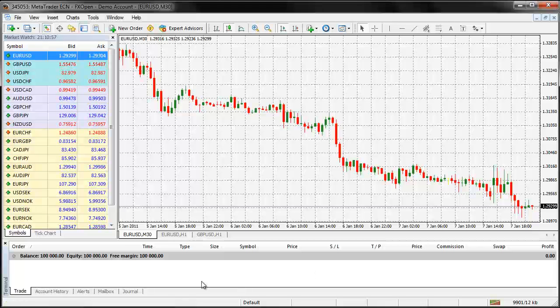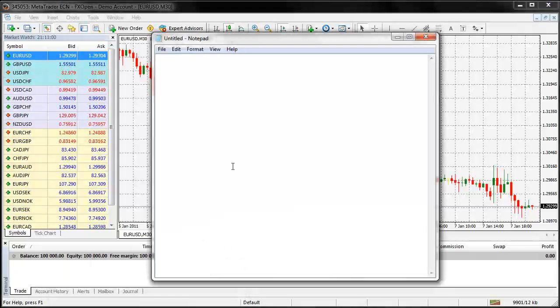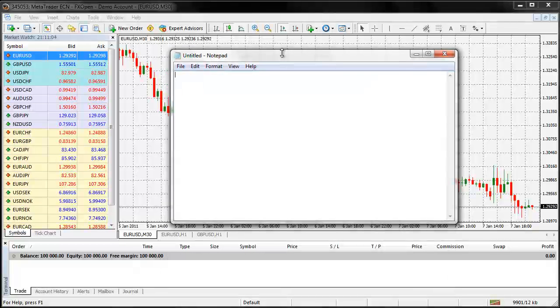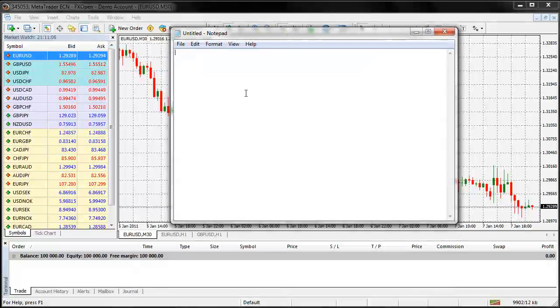Now, when we open up a trade, I'm going to open up a notepad here to give you an example about money management and risk management. Let's work from a scenario where one of your trades goes into deficit. So let's just take a look at, say, a $10,000 account, and that's my balance.